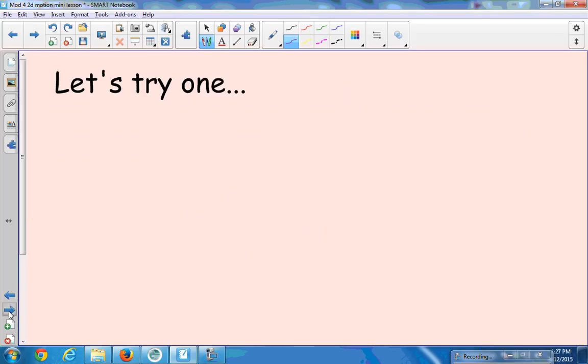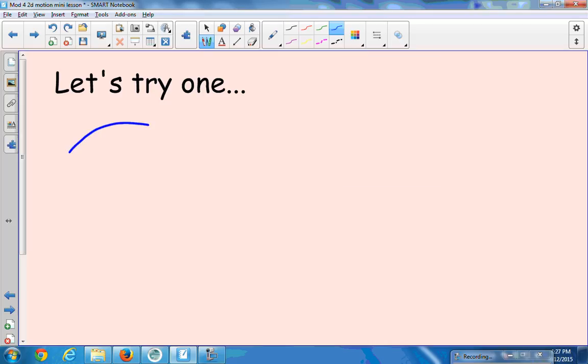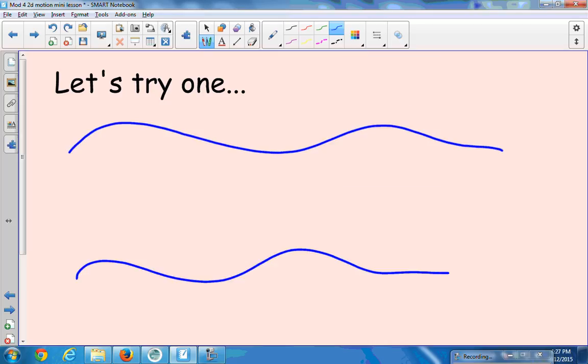So let's try one. Let's do this river question. I think this is kind of an interesting thought. And let's see what's a good watercolor. We'll do a deep blue sea. So this will be my river. It's flowing this way. And let's say that the current is flowing at 5 meters per second. Pretty fast river.